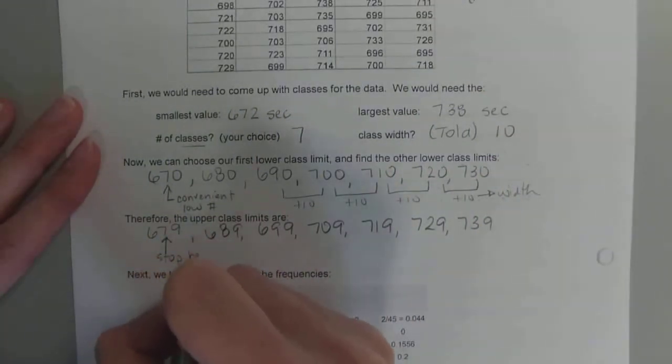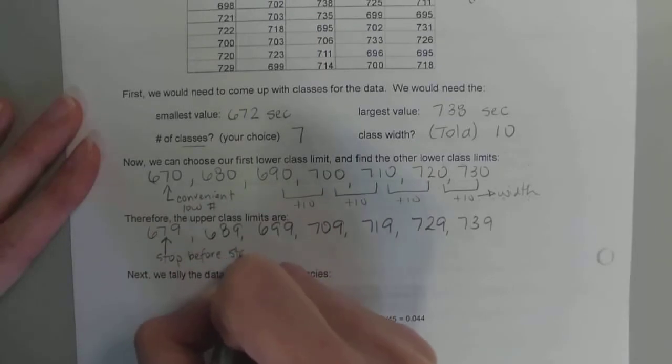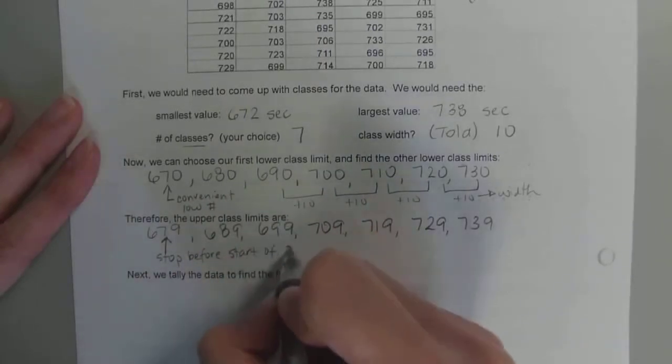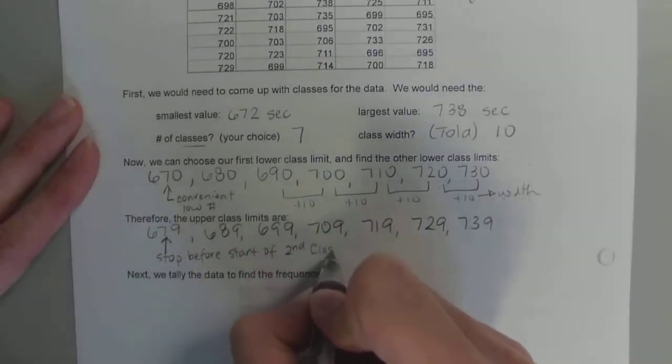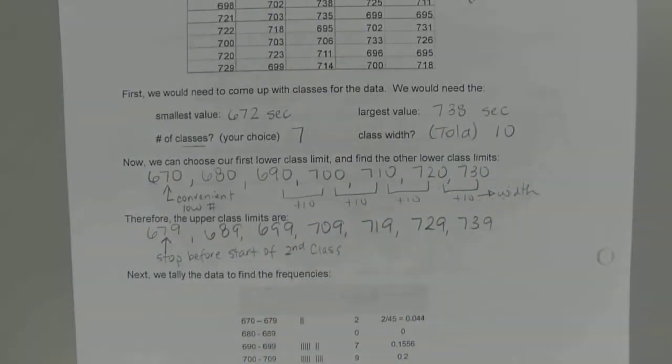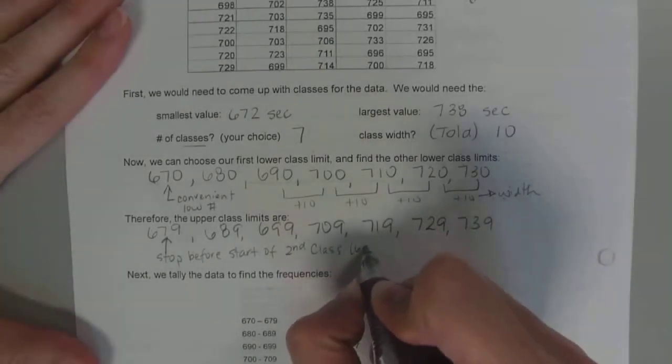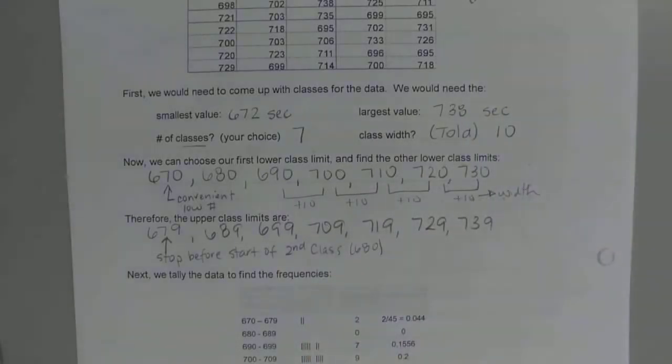And what should I say? Stop before the start of the second class. Will that make sense for you later on? I'm trying to think. So we had to stop at 679 because we had to stop before the start of the second class, 680. Maybe put that in parentheses. Is that a good note for later, like why we picked that?